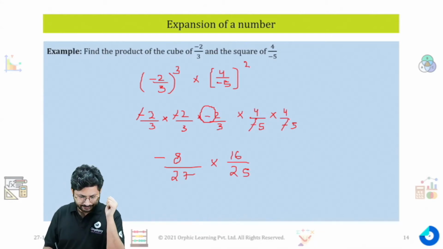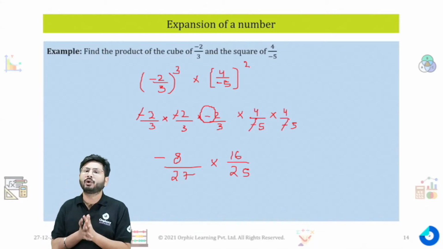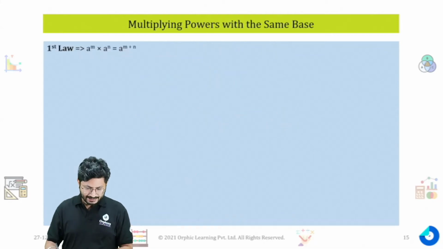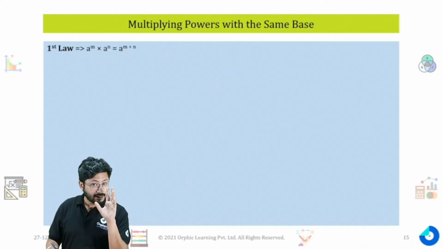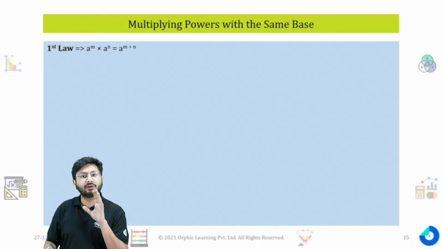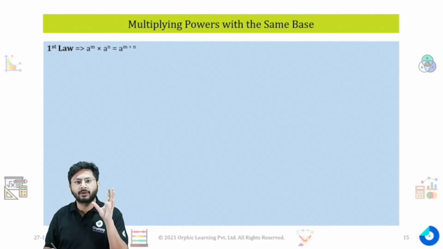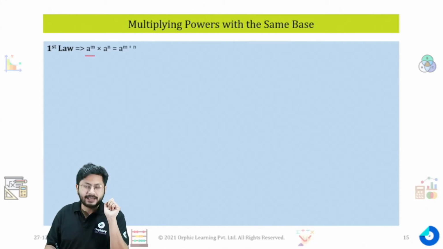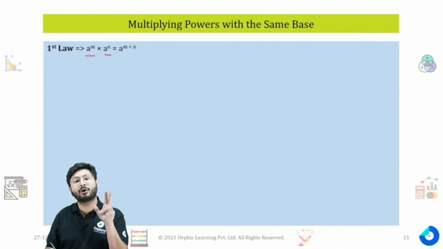Okay, now let's move on to the law of exponents. The first law is quite important, and all the laws that we are going to discuss are very important. The first law says that if the bases are the same and the powers are different and there is a multiplication sign in between, the powers get added. So a to the power m multiplied by a to the power n, we have to remember the law exactly.